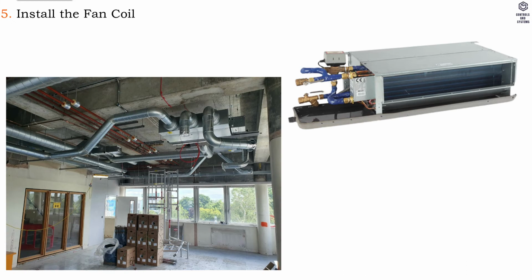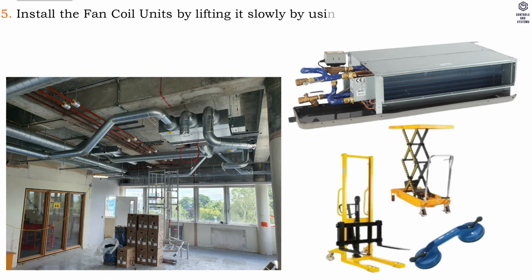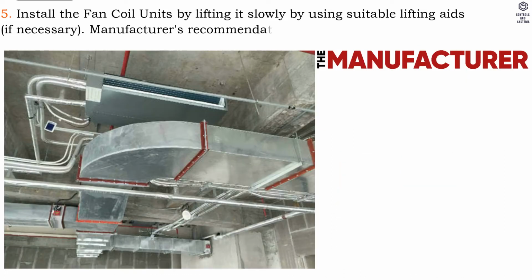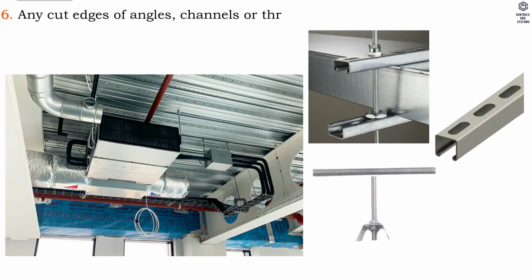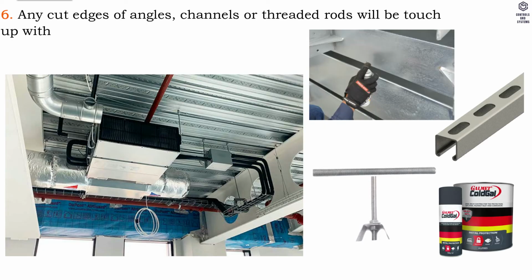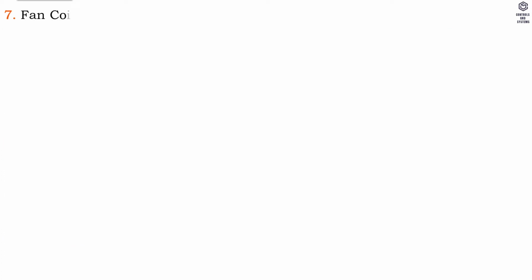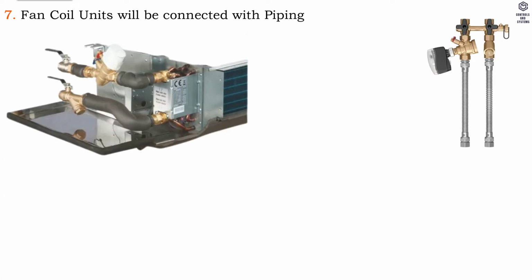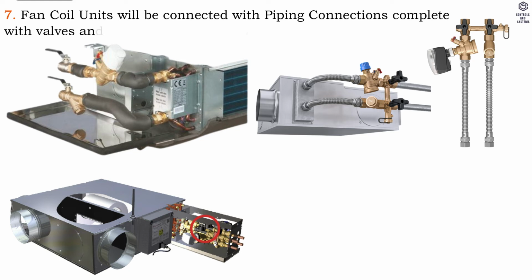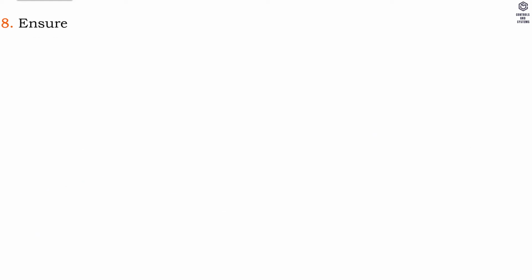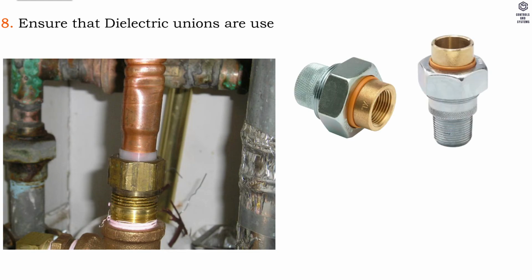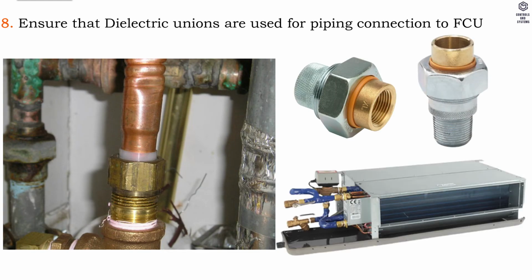5. Install the fan coil units by lifting them slowly using suitable lifting aids. If necessary, manufacturer's recommendations shall be followed during installation. 6. Any cut edges of angles, channels or threaded rods will be touched up with zinc-rich paint. 7. Fan coil units will be connected with piping connections complete with valves and accessories as indicated in approved shop drawing. 8. Ensure that dielectric unions are used for piping connection to FCUs.